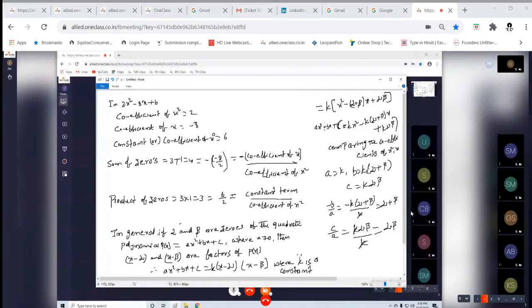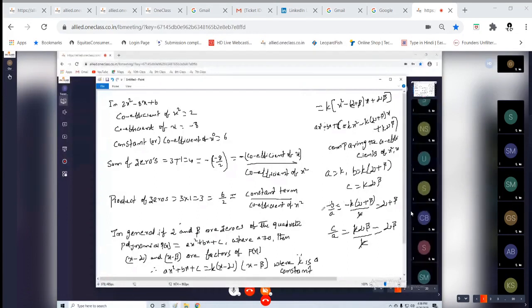Minus b is how much here? K into alpha plus beta by k. K cancels, so alpha plus beta. So minus b by a is the sum of the roots. Alpha, beta are zeros, sir. The product of zeros is how much, ma? C by a. When you take c by a, you get the product of zeros. Understood, children?